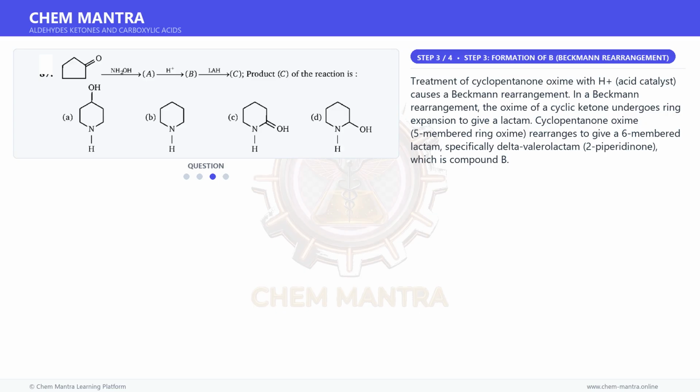Treatment of cyclopentanone oxime with H+, an acid catalyst, causes a Beckmann rearrangement. In a Beckmann rearrangement, the oxime of a cyclic ketone undergoes ring expansion to give a lactam. Cyclopentanone oxime, a 5-membered ring oxime, rearranges to give a 6-membered lactam, specifically delta-valerolactam, 2-piperidinone, which is compound B.